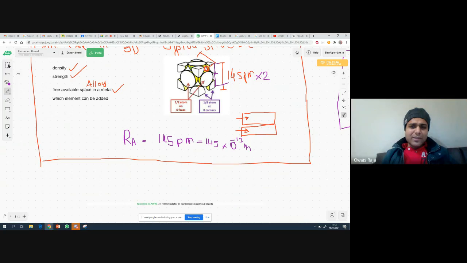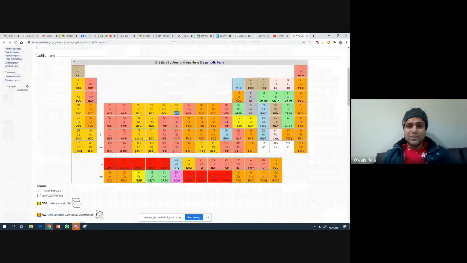Now, you can see there are some empty spaces here. It's like a football. If you put all the footballs or steel balls, cut into eighths, and place them, there will still be empty spaces. These empty spaces are really important. Why? These empty spaces tell you how much free space is available and which other element we can add. So in copper, we need to add an element that has a smaller atomic radius than 145. So we need to go back to the periodic table.